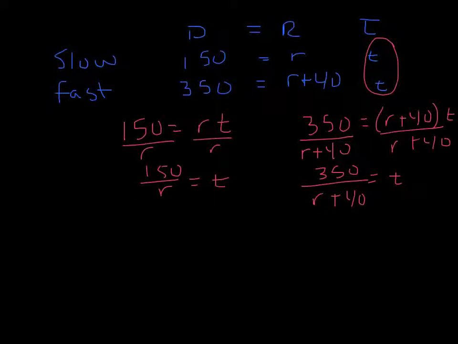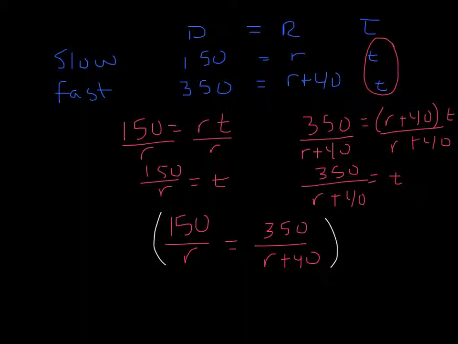Now we have t's on both sides, so we're just going to go ahead and set the part we know is equal to t equal to each other. So 150 over r equals 350 over r plus 40. And there's our new equation. So we multiply both sides by the common denominator, r times r plus 40. Here the r's cancel.